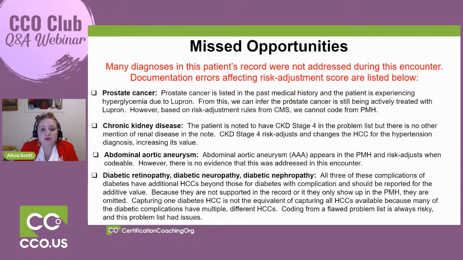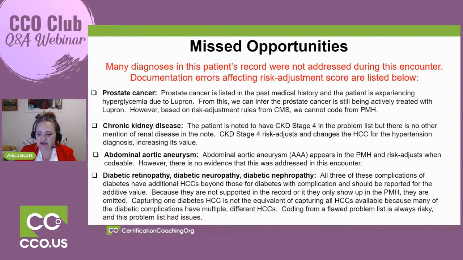We are the keepers of the patient's RAF scores, especially their PCPs, and CMS and Medicare rely on the primary and us as risk adjustment coders to keep it to the highest specificity. Otherwise, we can't show the complexity and the severity of the patient population that we're dealing with. So again, coding from a flawed problem list is always risky. So be very careful with that. We have to always have that magic line all the time.